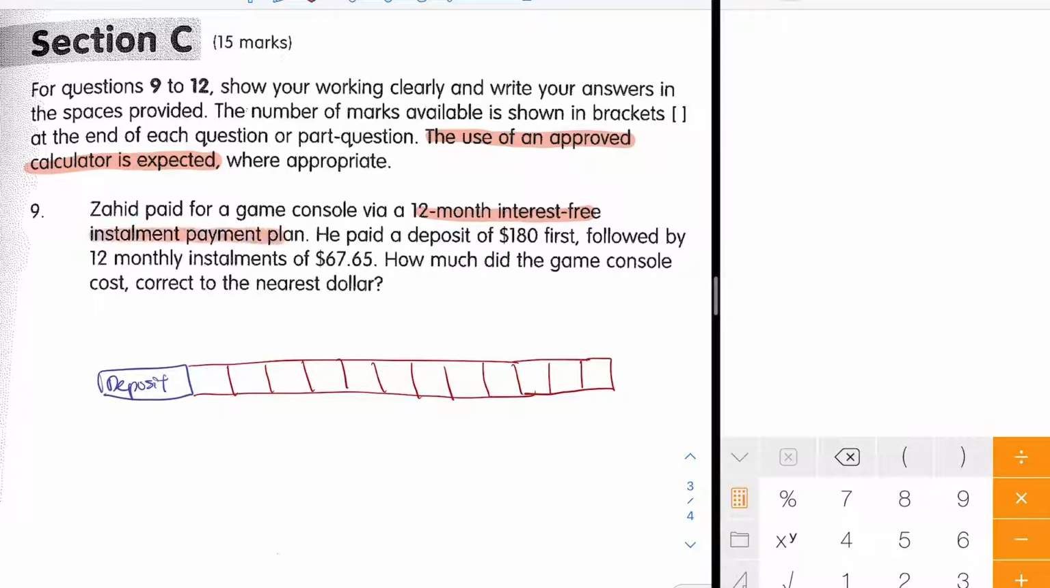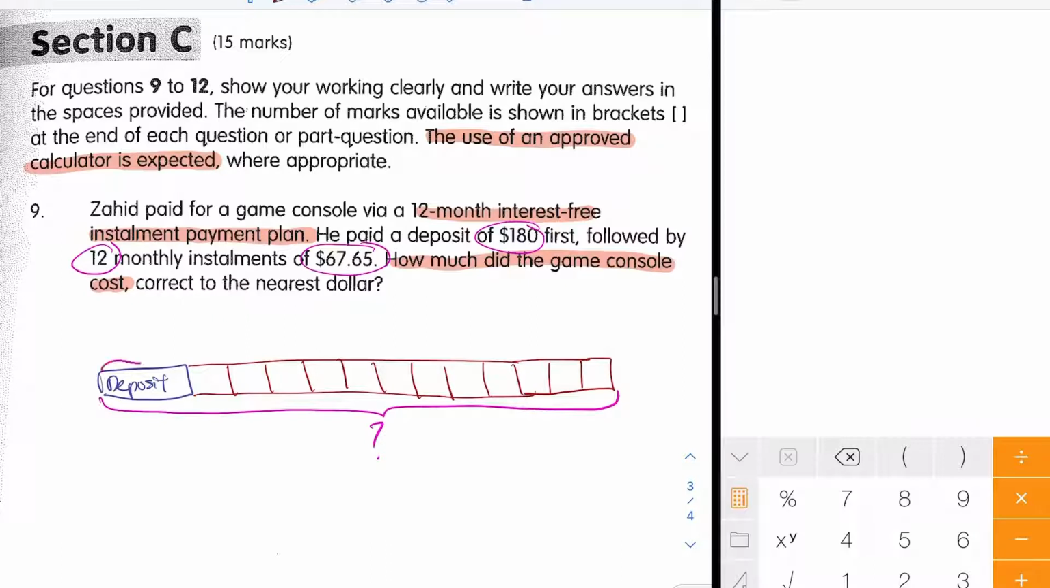First, he paid a deposit of $180, followed by 12 monthly installments of $67.65. And so you need to find out how much the game console costs in the first place. So what this means is that he's buying a game console, but because it's so expensive, he is not able to pay for the price at one shot. So instead, he's chosen to break it up over 12 months and pay it off over 1 year.